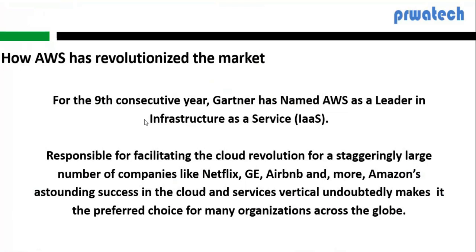And next one is Amazon's outstanding success in the cloud services vertical undoubtedly makes it the preferred choice for many organizations across the globe. It means from small companies to large companies, now they are shifting to the cloud for cost savings. Many organizations are preferring the cloud, and they are also preferring AWS because AWS has n number of services compared to other clouds. For example, you will have 100 or 200 plus services.